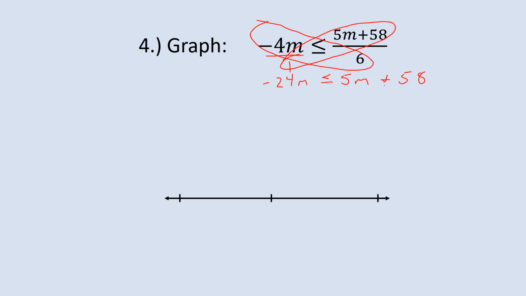All right, move everything to one side, or all the m's to one side, I mean. So those are gone. So now we have negative 29m is less than or equal to 58. The last step, divide. Now keep in mind this is a negative that we're dividing by, which means again we have to switch that sign the other way. m is greater than or equal to negative 2.